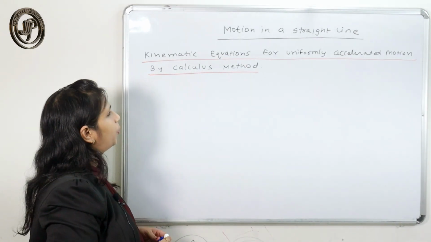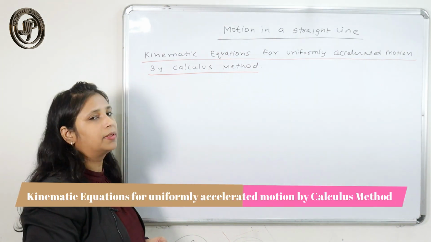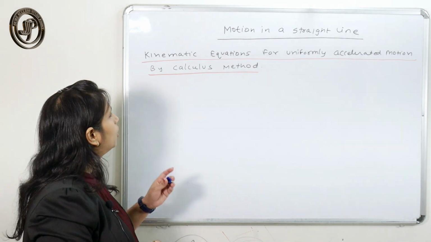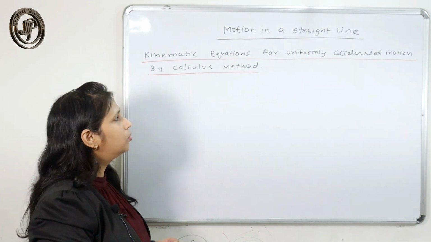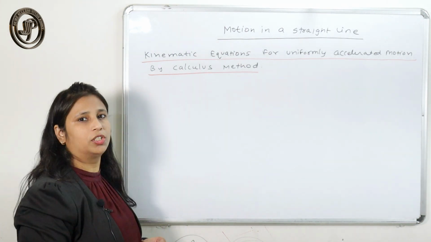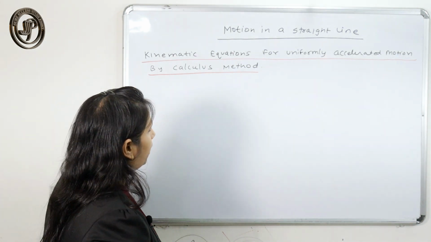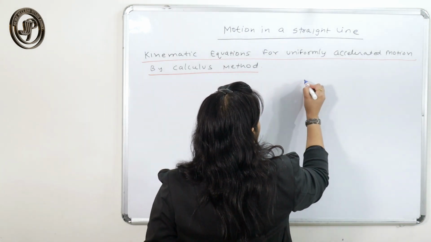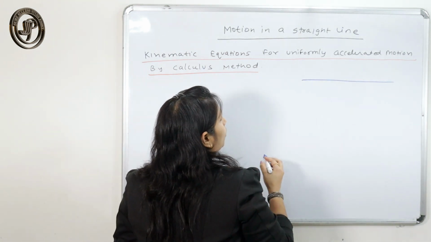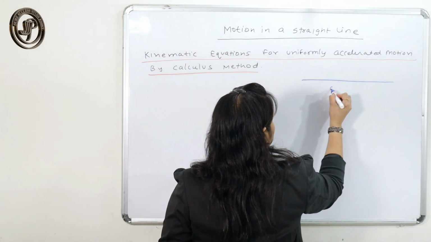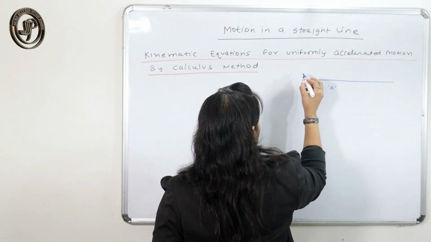So, the kinematic equations for uniformly accelerated motion by the calculus method. In the last lecture we derived these equations by the graphical method. Now we are going to solve these equations by the calculus method. Here we consider a body that moves in a straight line with a constant acceleration a.